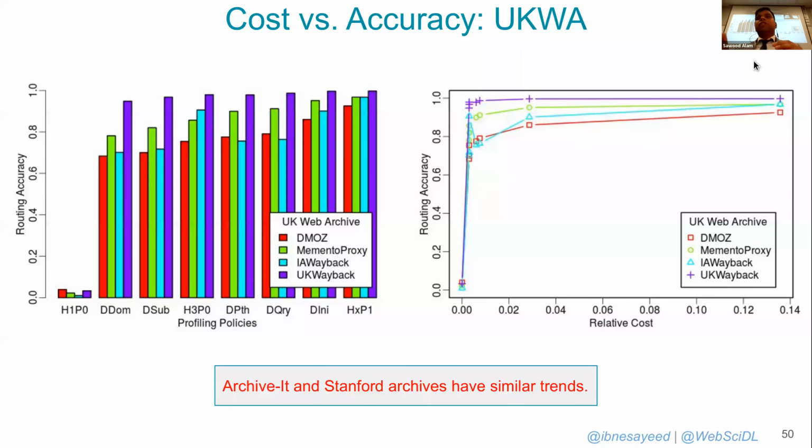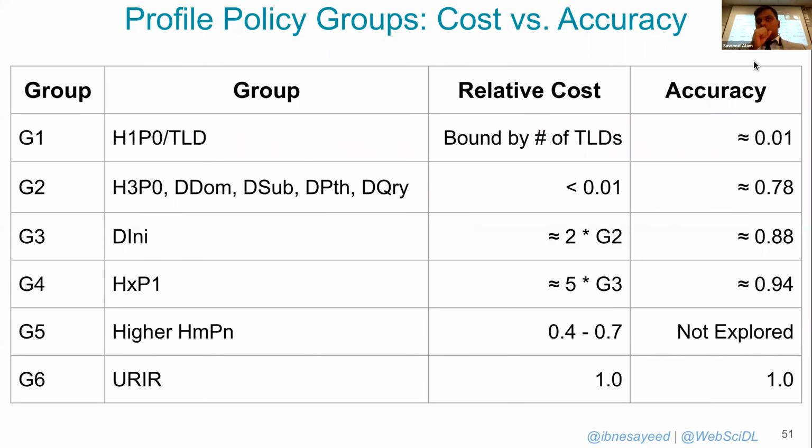Now, the cost versus accuracy. Cost in this case is the storage cost, or relative cost as compared with if we had to have the complete knowledge profile, which is basically the list of URI-Rs extracted from the CDX file, no trimming done on that. What we found is most of the accuracy happens up to a cost of 2%. Beyond that, you are already hitting 80+% of accuracy. So the increase after that will not be worth the effort.